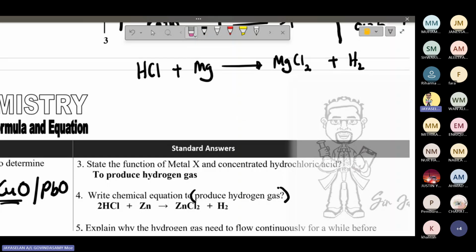First balance hydrogen. Kamu balancekan hydrogen. Sini hydrogen 2, sini 1. So what I have to do, in front put 2. So hydrogen sudah balance. Chloride 2, chloride 2. Magnesium 1, magnesium 1. Everything balance, you already scored 2 marks. Any question? No question.